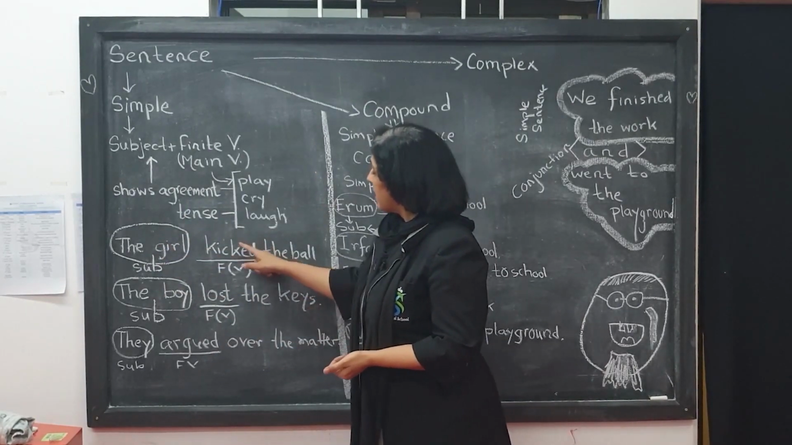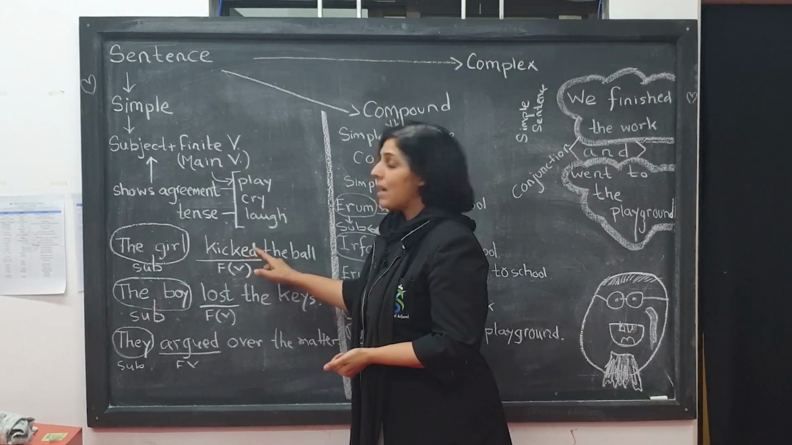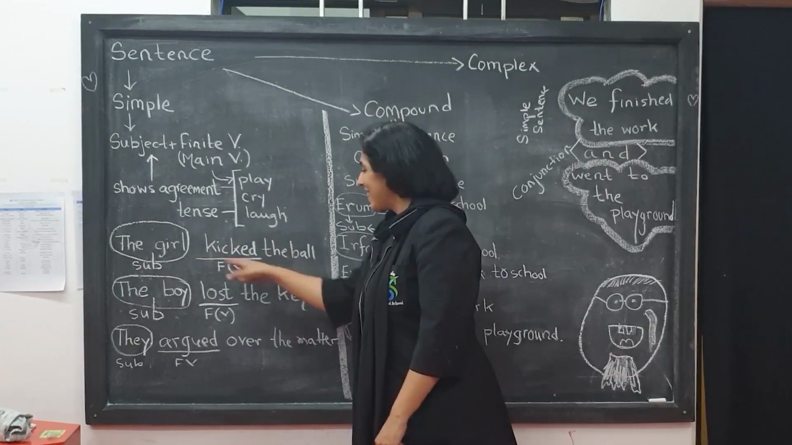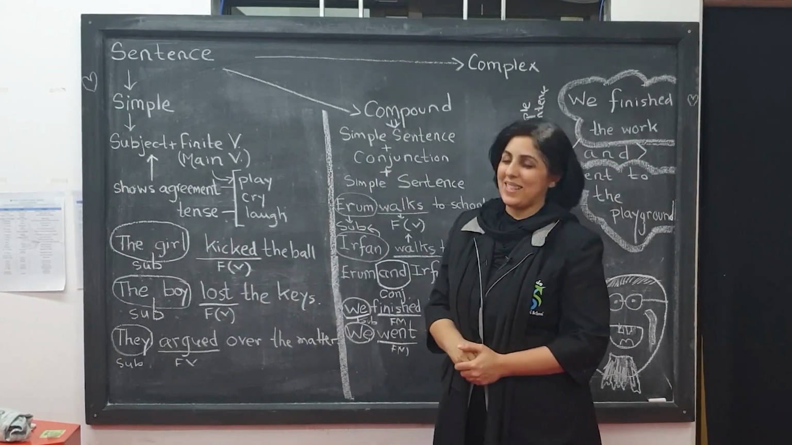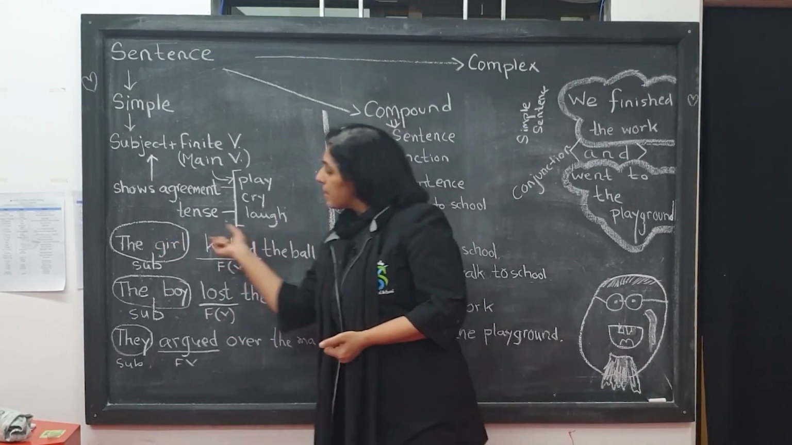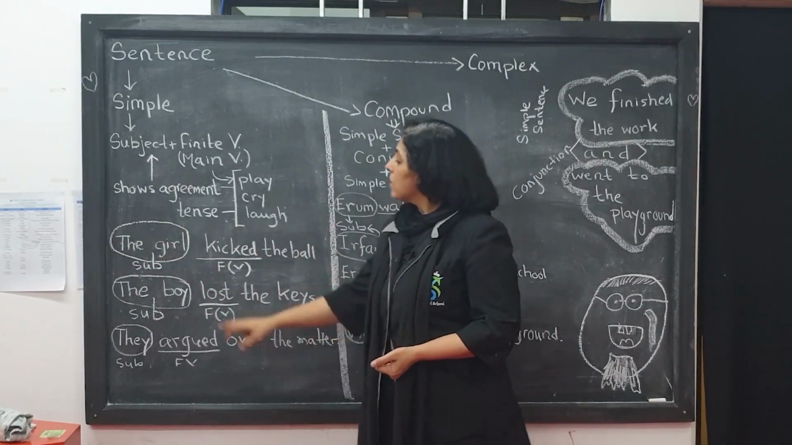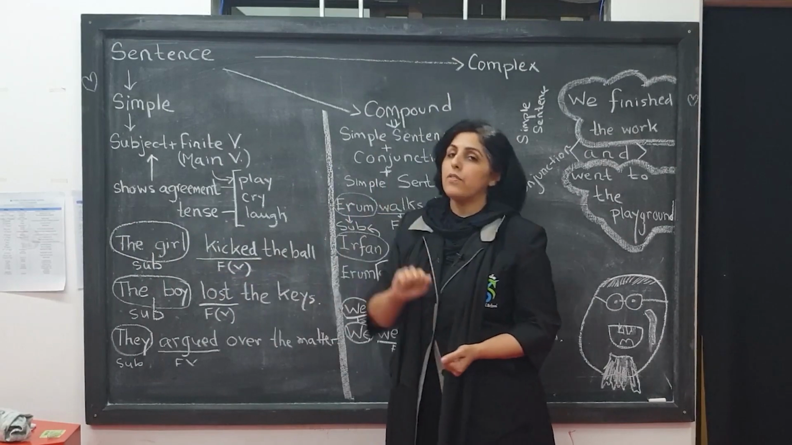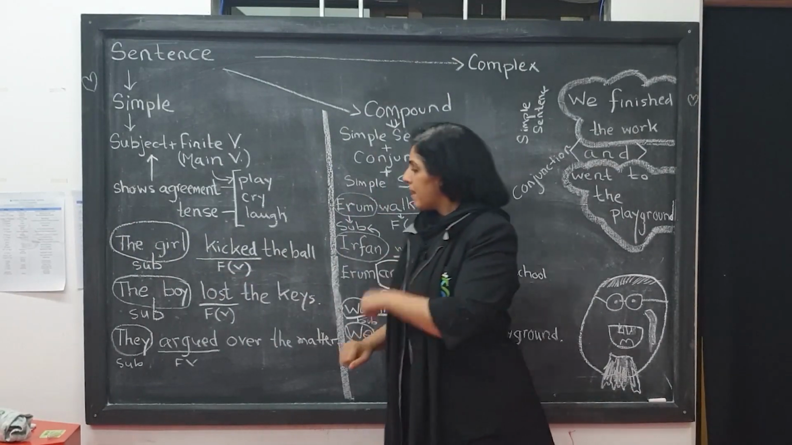And take a look at this. I have an ed added to this word, which helps me to understand this is in the past tense. Okay? So the girl kicked the ball. This is a simple sentence because it has a subject in it and a finite verb in it. Got it? Let's look at this example.